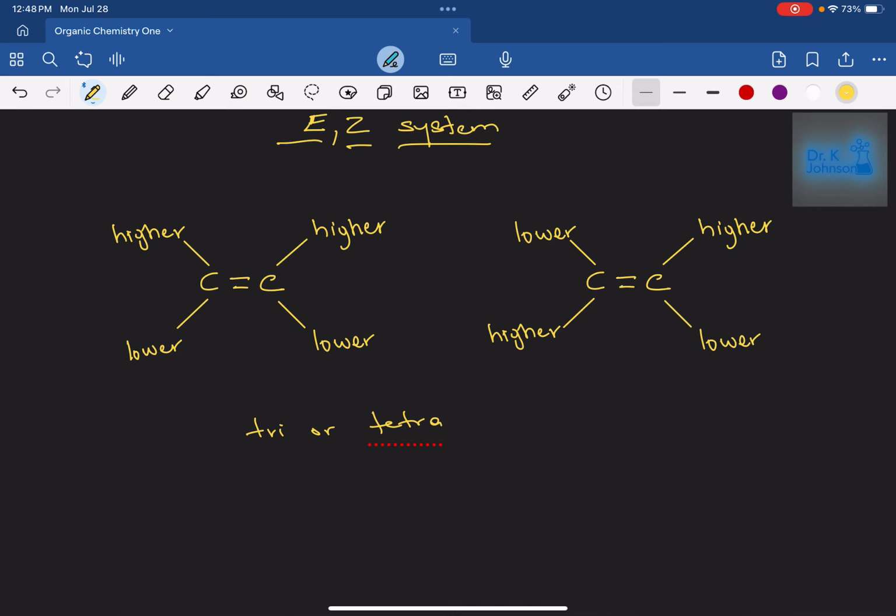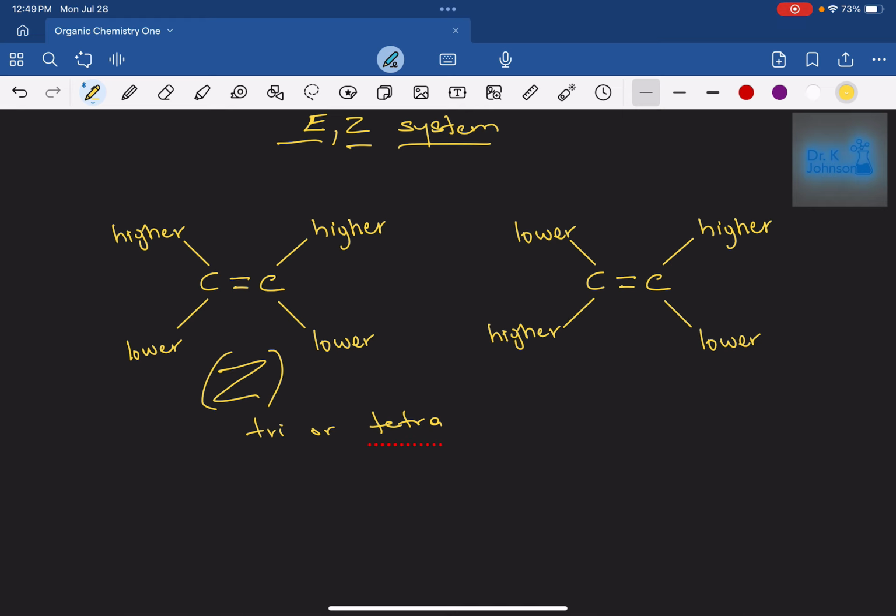So once you determine that your alkene is tri- or tetra-substituted, you assign priority comparing these two groups that are bonded here. Then you go over here and assign priority comparing these two groups. If after you've assigned priority, the groups of higher priority are on the same side of the carbon-carbon double bond, then what we have is a Z molecule.